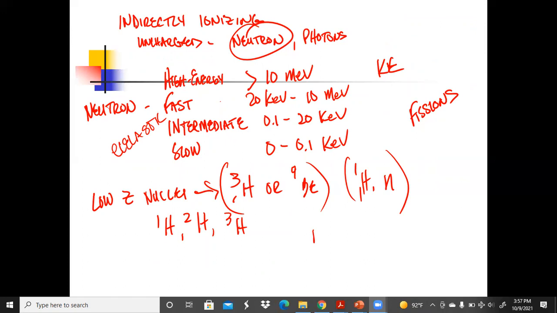So we have high energy interactions where we have 10 MeV or greater than 10 MeV. We have fast neutron reactions for 20 keV up through 10 MeV. We have intermediate, and we also have slow, where these are considered to be more elastic. So we see some of these types of things happening in the low Z nucleus, or situations such as these.